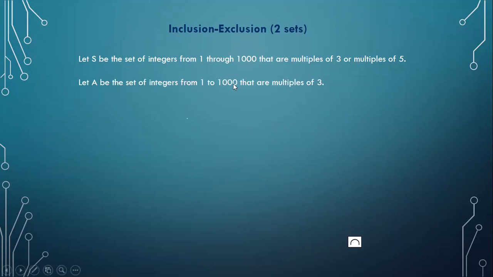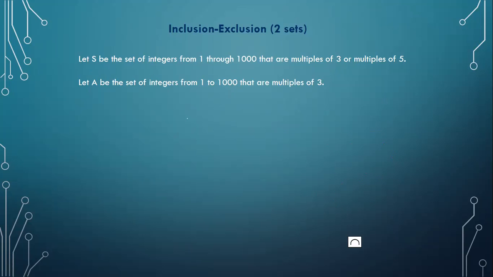So in this case, we are talking about S, which is a set of integers from 1 to 1000 that are multiples of 3 or multiples of 5. Now we have to find the total number of elements in S, the cardinality of S. So let A be the set of integers from 1 to 1000 that are multiples of 3.